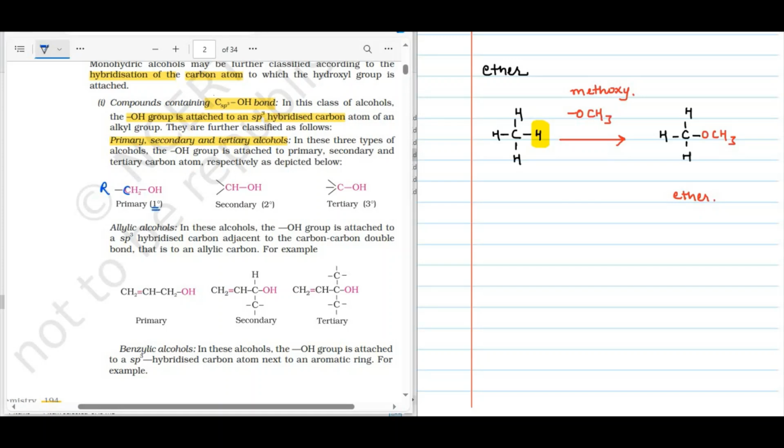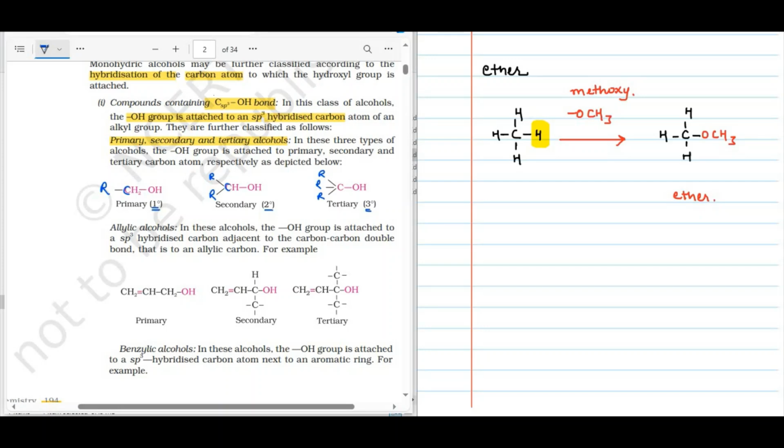alcohol. In the second example, this carbon is bonded to another 2 alkyl groups. That's why this carbon is secondary carbon and the alcohol will be secondary alcohol. In the third example, the carbon to which the OH group is bonded is bonded to another 3 alkyl groups. So this carbon will be tertiary carbon and the alcohol will be tertiary alcohol.